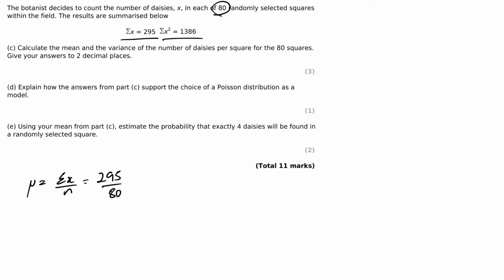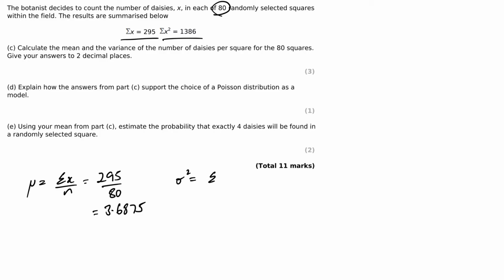As we can see here, we have 80 selected squares. And then it's just a matter of going to my calculator, and I get 3.6875. Now, I'm not going to round this one off just yet, but 3.69 is probably a suitable bit to round to. I want to just find the variance first.